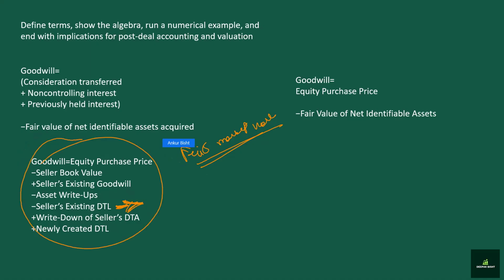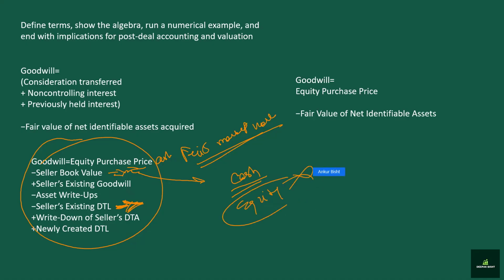So we start from equity purchase price. This is how much we have given, the consideration, the cash. From the cash, we subtract the seller's book value. Seller's book value means the equity value of the shareholders of the existing company. So we do not care about it, because when we are acquiring or merging with a company, you already purchased the equity. So you will remove this component.